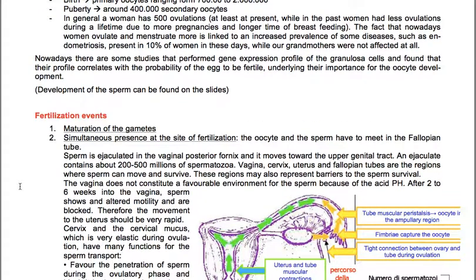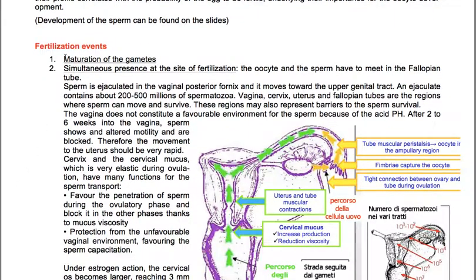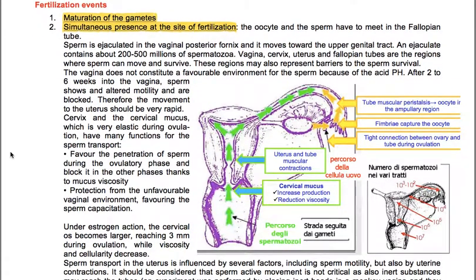Fertilization events. First, we have maturation of the gametes. Then, simultaneous presence at the site of fertilization: the oocyte and the sperm have to meet in the fallopian tube. Sperm is ejaculated in the vaginal posterior fornix and it moves towards the upper genital tract. An ejaculate contains about 200-500 million spermatozoa.